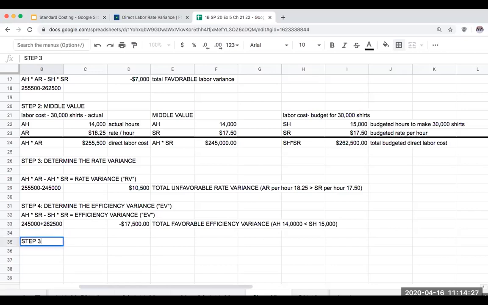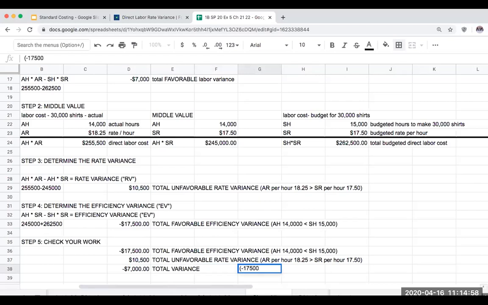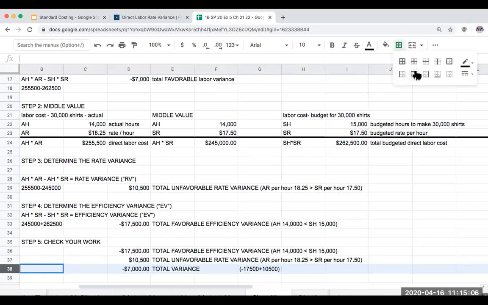So my step 5 is check your work. How do I check my work? I'm going to take my variances, which are going to be right here, my total favorable efficiency variance, plus my total unfavorable rate variance is going to be giving me what? My total variance of negative 7,000. This is going to be my total variance. When I add these two up, or negative 17,500 plus 10,500, I get a total variance of a negative 7,000, which is going to be favorable.